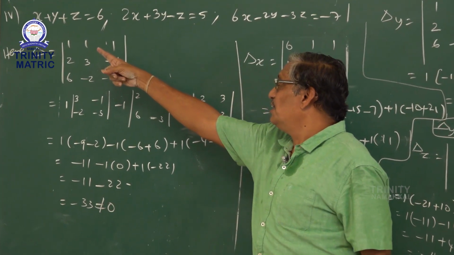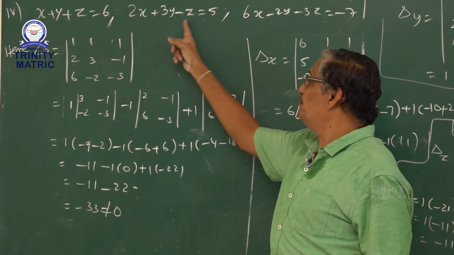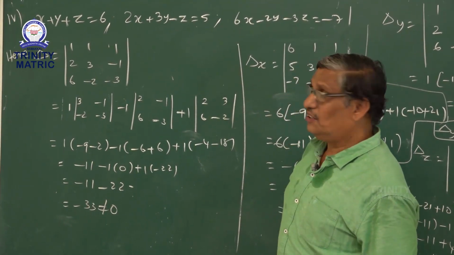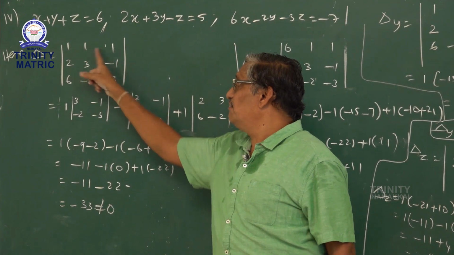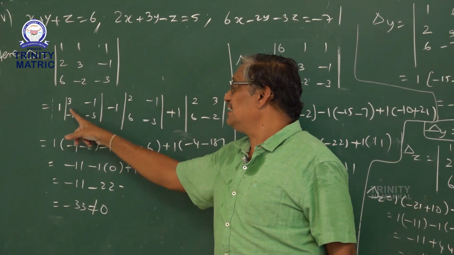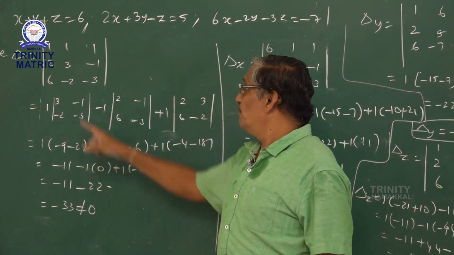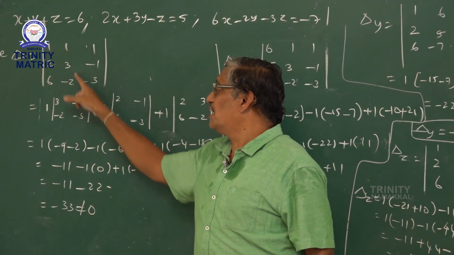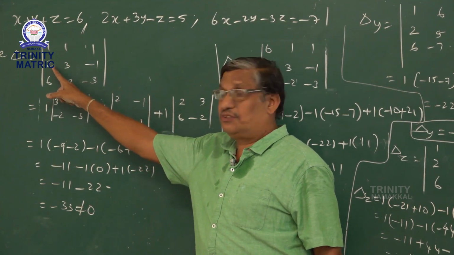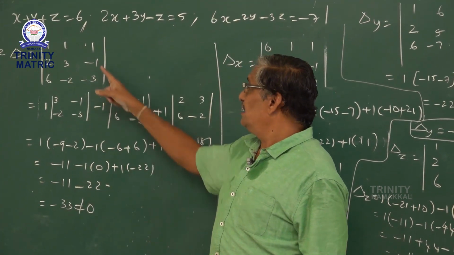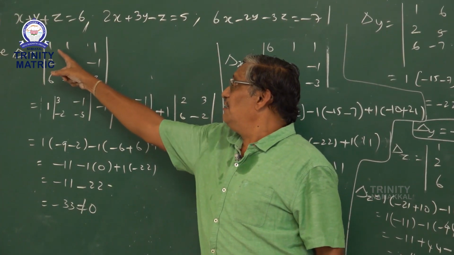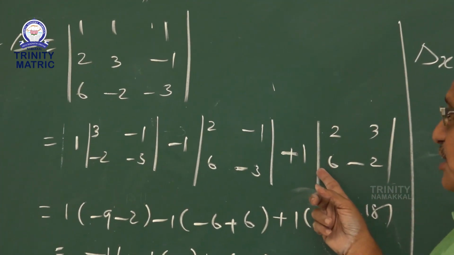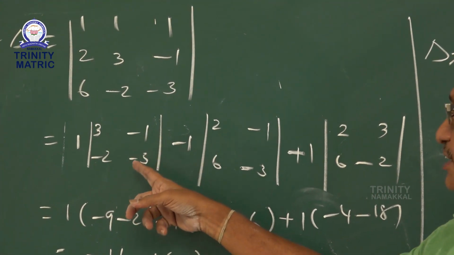The coefficients of x, y, z: 1, 1, 1. Here 2, 3, minus 1. Third one is 6, minus 2, minus 3. How will you find the value? First you have to put 1, leave this row and the column, and write 3, minus 1, minus 2, minus 3. First one is plus, next one is minus. So minus 1, leave this row and the column. Then the remaining elements are 2, minus 1, 6, minus 3. Next one is plus 1, leave this row and the column. The remaining are 2, 3, 6, minus 2. You are familiar with doing this sum like that. Anyhow, I have to teach.